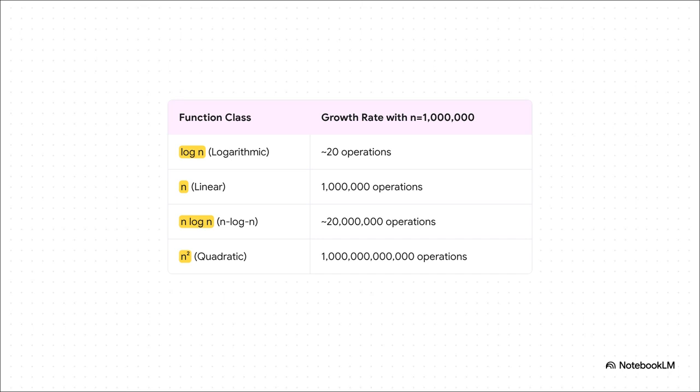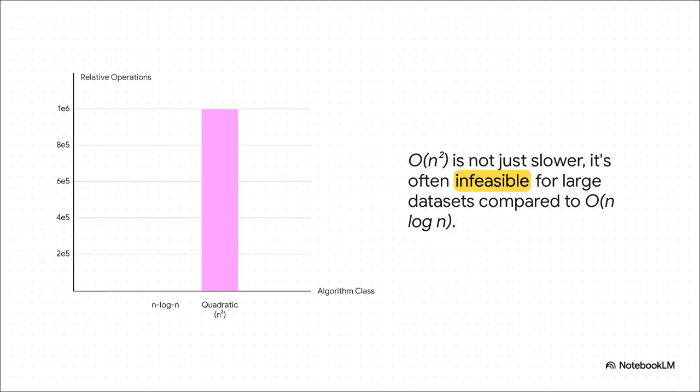I mean, look at this. With 1 million items, a logarithmic algorithm is basically instant. A linear one? Totally fine. But then you get to the quadratic algorithm, and it requires 1 trillion operations. 1 trillion! That's not just slow, that's completely broken. It would never finish. Visually, the difference is just staggering.